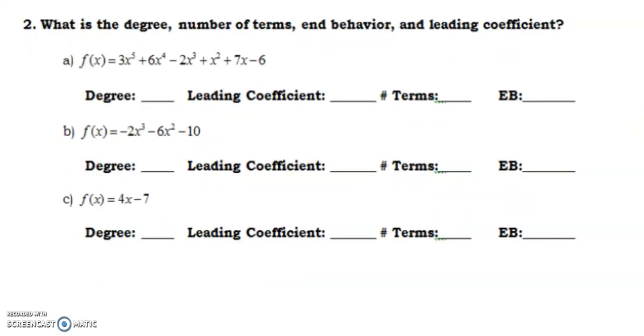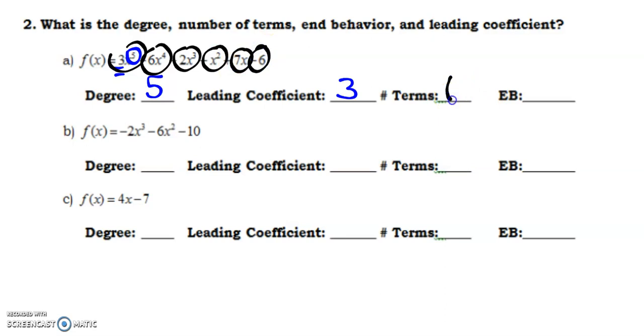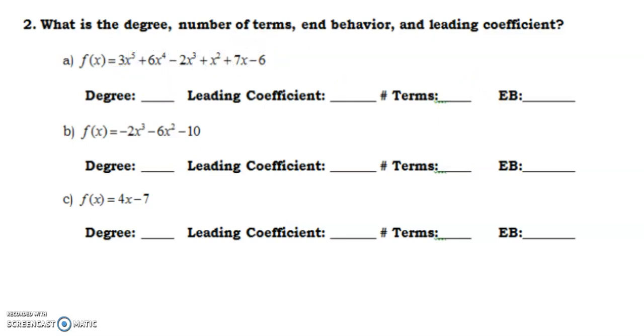All right, next thing we're going to do is list the degree, the number of terms, the end behavior, and the leading coefficient. So remember, for the degree, you're looking for the highest exponent. So this one would have a degree of 5. The leading coefficient that goes with it is 3. I have 1, 2, 3, 4, 5, 6 terms. Let me clear that. Oops, this should be a 5. This should be a 3. I had 6 terms. And my end behavior, because I have an odd degree with a positive leading coefficient, is going to be down, up, because my ends are going to do something, might have a bunch of turns in between, like that.